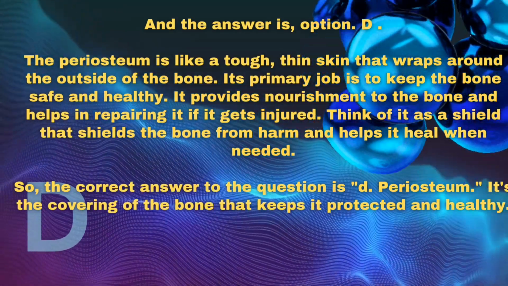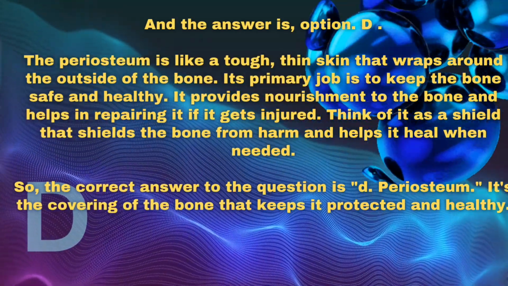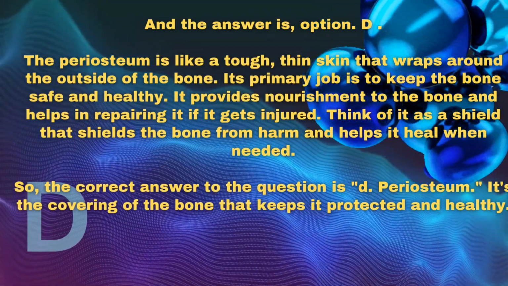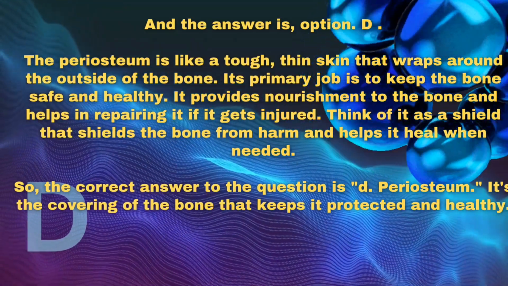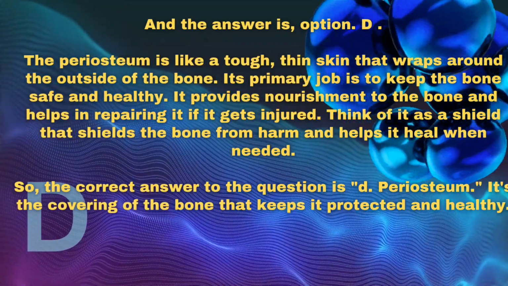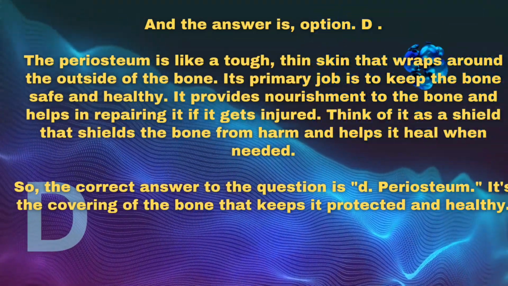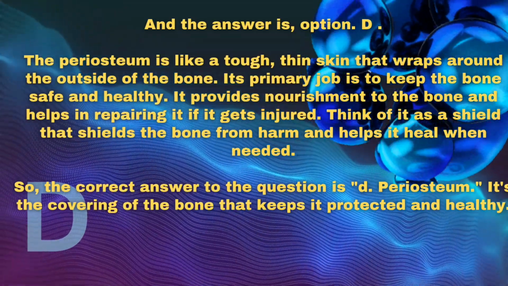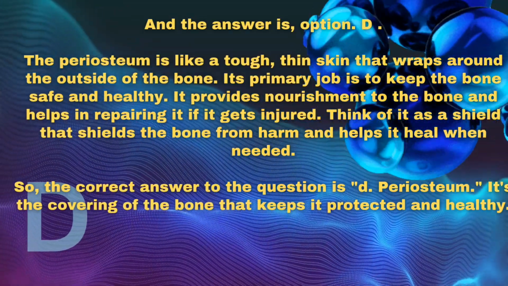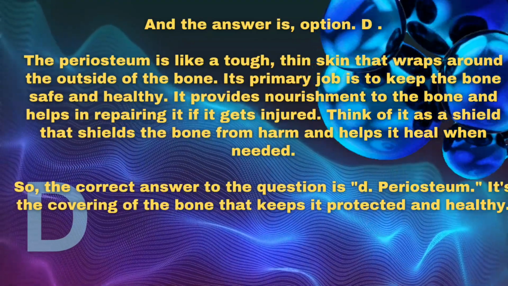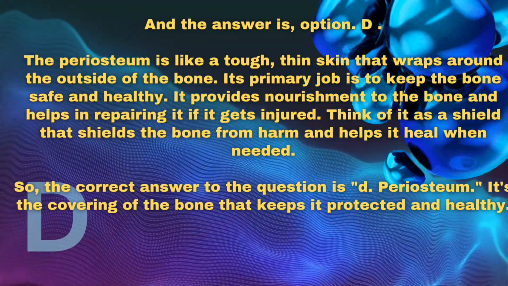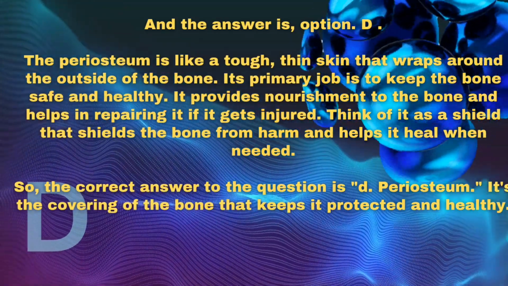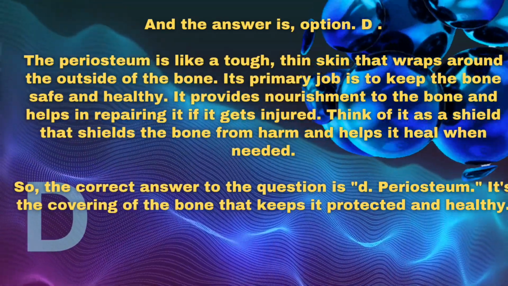The periosteum is like a tough, thin skin that wraps around the outside of the bone. Its primary job is to keep the bone safe and healthy. It provides nourishment to the bone and helps in repairing it if it gets injured. Think of it as a shield that protects the bone from harm and helps it heal when needed. So, the correct answer to the question is D, periosteum. It's the covering of the bone that keeps it protected and healthy.